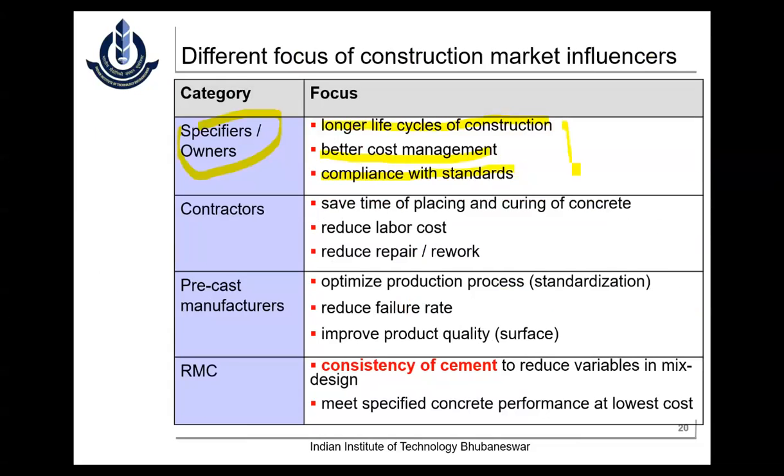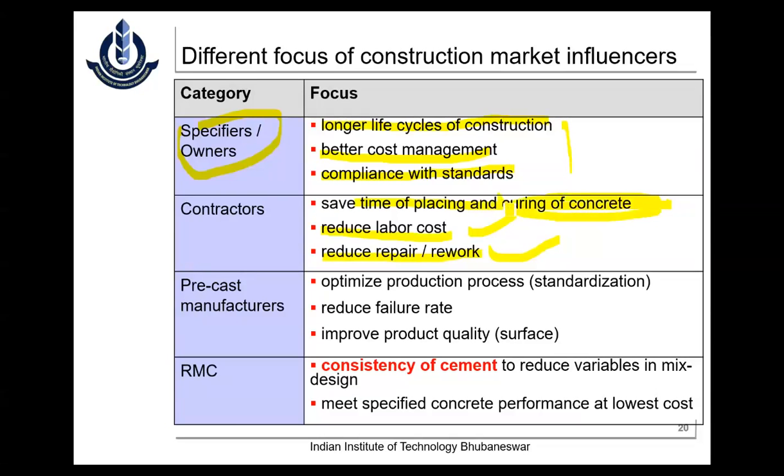When you come to the contractor side, he wants to save on the placing and curing of the concrete. That is one of the problems we face; they don't cure the concrete. He wants to reduce the labor cost as much as possible, and reduce the repair and rework cost. Every contractor is a businessman and wants to make some business, but it should not be at the cost of the quality of the concrete. Curing and all these things are more of a construction practice, not a technical issue.